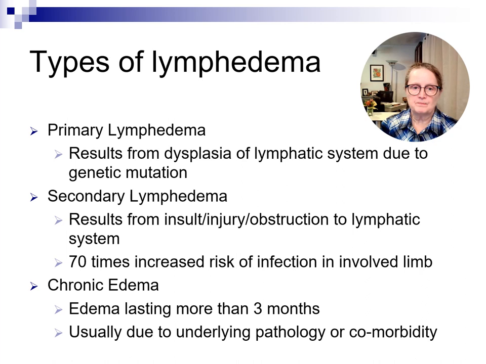Chronic edema is any edema lasting greater than 3 months in which normal lymphatics have failed to remove overload. This type of edema is usually caused by other pathologies or comorbidities.